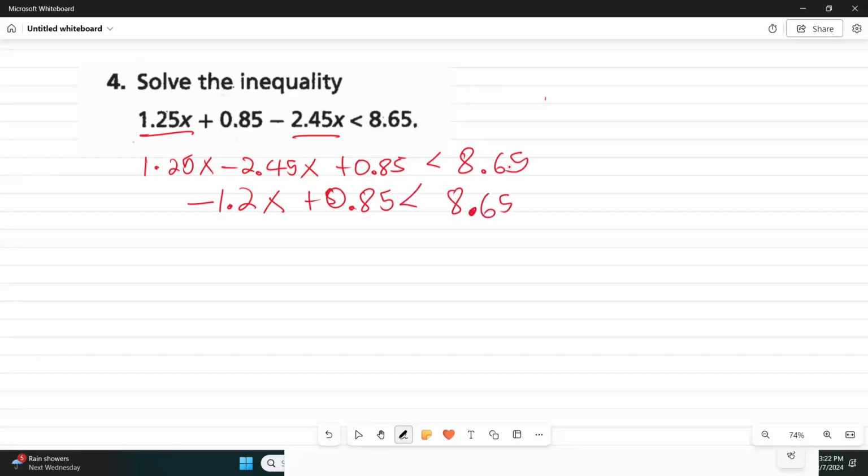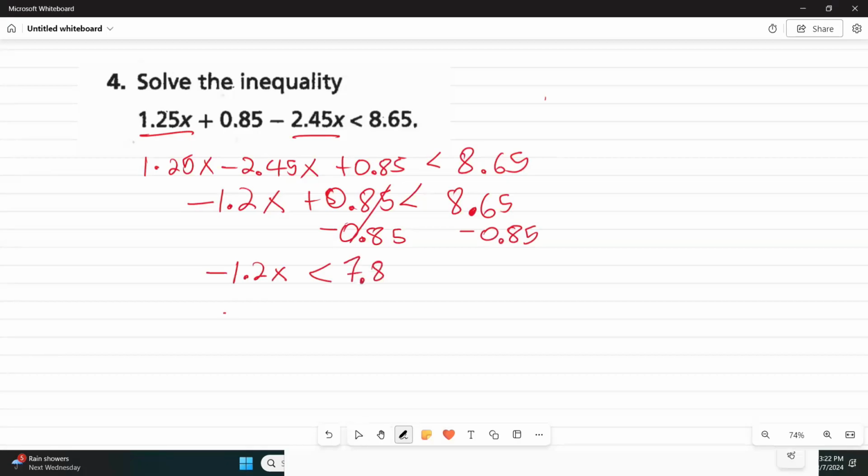What we're going to do here is subtract 0.85 from both sides. And let's write back what we have. We're still going to have our negative 1.2x. This part becomes 0, and then we have less than 7.8.